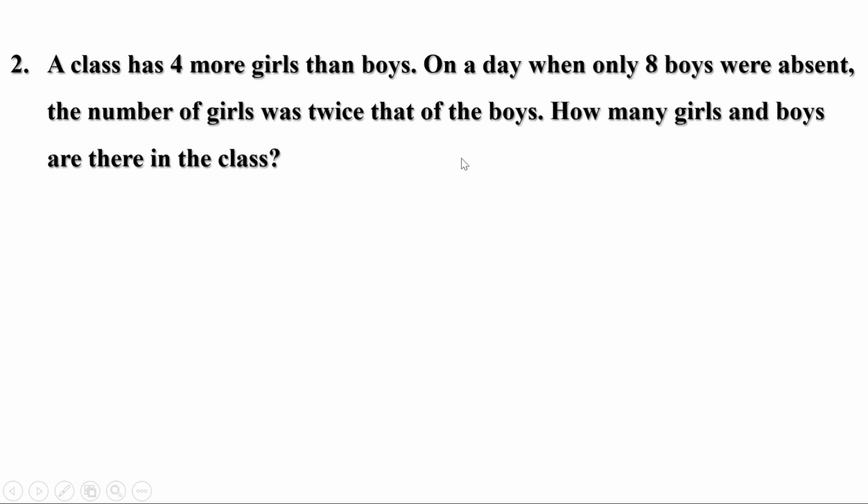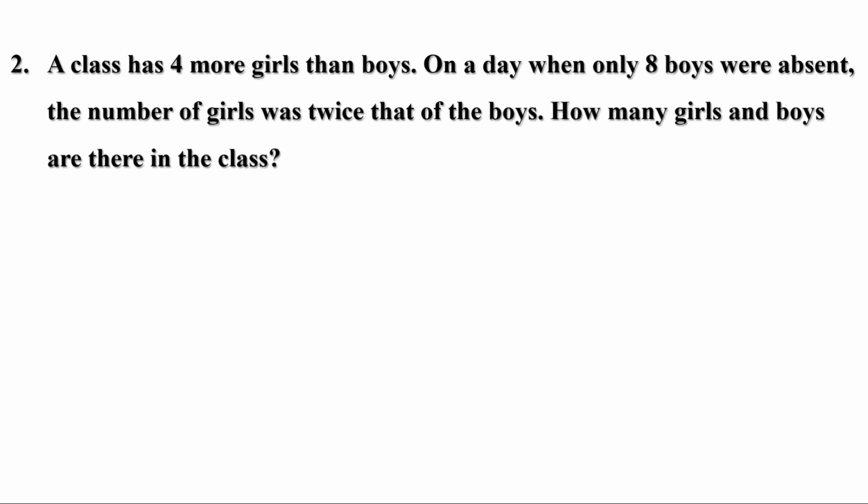That means on that day number of girls is 2 times the number of boys, or number of boys is half the number of girls. We have already got number of boys is 12 less than the number of girls, or number of boys plus 12 equals number of girls. Now we have obtained number of boys is half the number of girls. So we can say half the number of girls plus 12 equals number of girls.